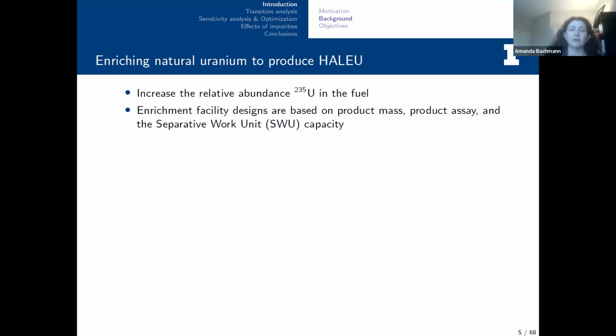So when we talk about enriching natural uranium to produce our HALEU, right? We're trying to increase that relative abundance of U235 in the fuel because it's not very abundant in natural uranium. And so when we talk about enrichment facilities, their designs are based on a couple of different parameters. One of them is the product mass, which is just how much of that enriched uranium do you need? The next is the product assay. Assay is a fancy word here for weight fraction. So what level of enrichment do you need out of your product material? And then also something called SWU, or separative work units, which is the amount of work we have to put into uranium material in order to provide that isotopic separation and change the enrichment level of it.